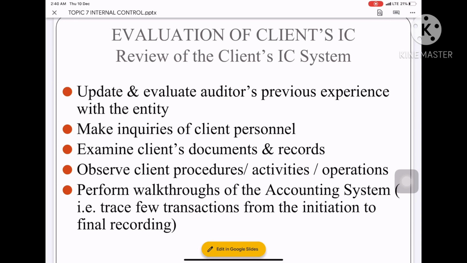So what they have to do is observe the activities and the procedures, whether they follow them or not. Alright, perform walkthrough tests of the accounting system. That is, the auditor should trace a few transactions from the initiation to the final recording. So starting from the source document, they have to trace until the financial statement, to see whether they have been correctly transferred to the right journal and so on.